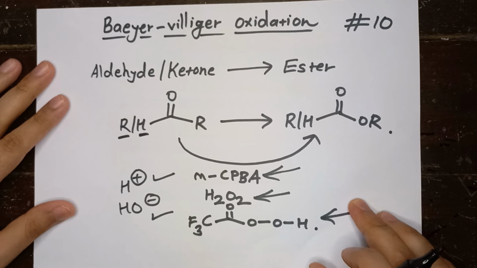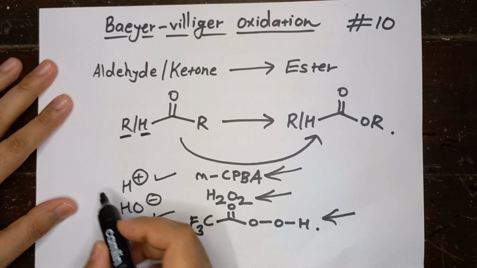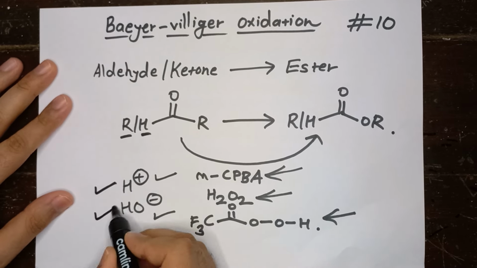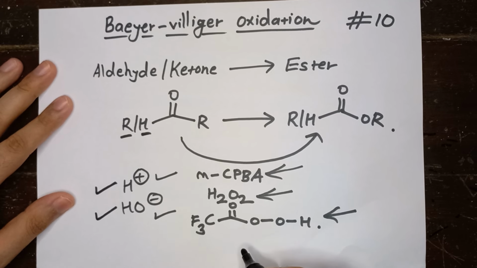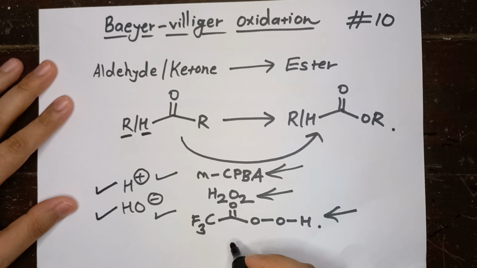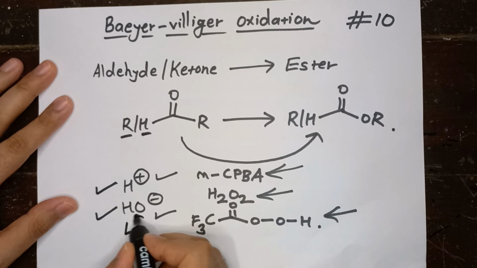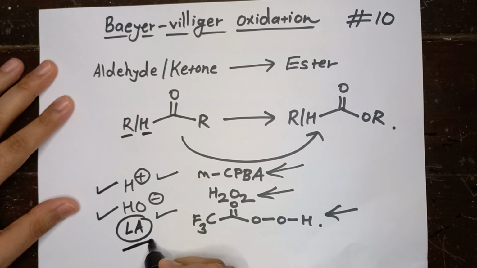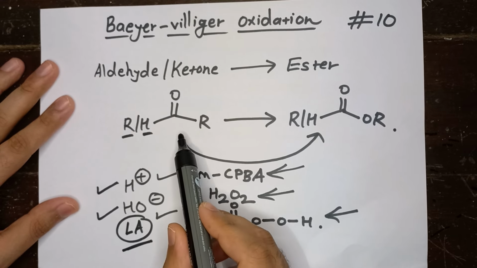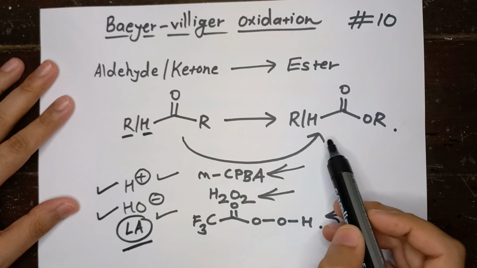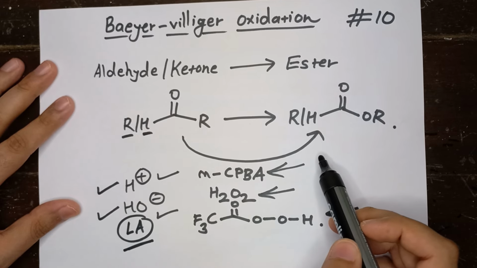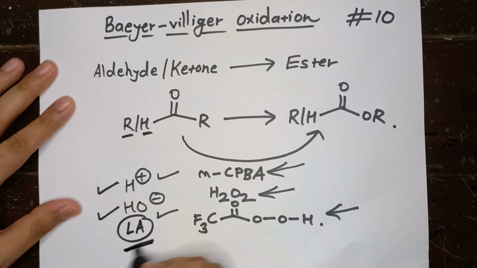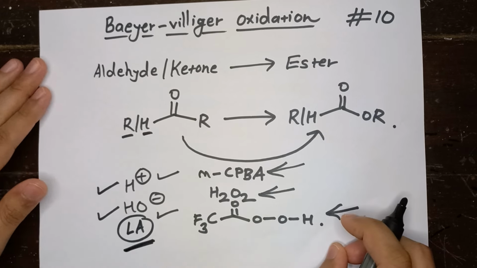Now just to add here, you can do this reaction under acidic condition, basic condition, and I have noticed that in some of the books I have referred, people also use Lewis acid. So you can use any one of them, in presence of Lewis acid, and you will be able to convert your aldehyde or ketone into an ester. So let's go ahead and draw the mechanism when we have a Lewis acid.